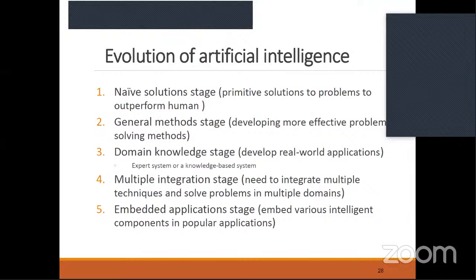So now it is in the embedded application stage, where computers which are already there in embedded devices will work intelligently, and they have intelligent software working on them. Is it okay up to now?